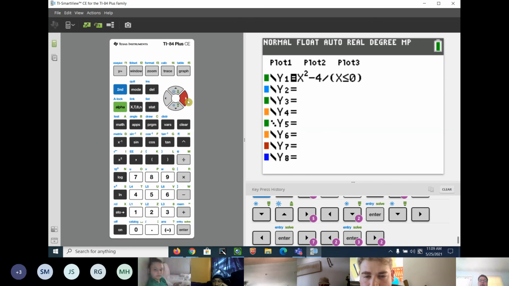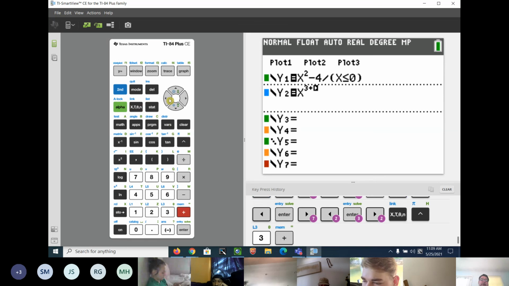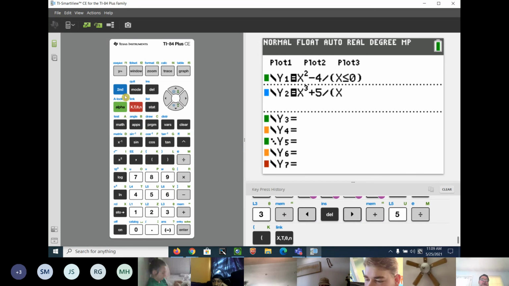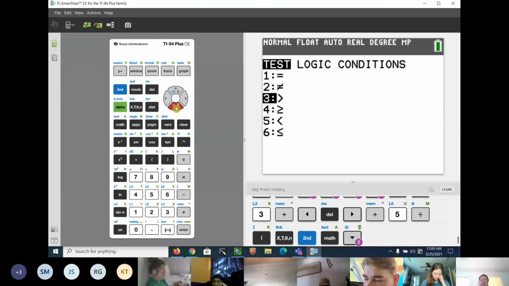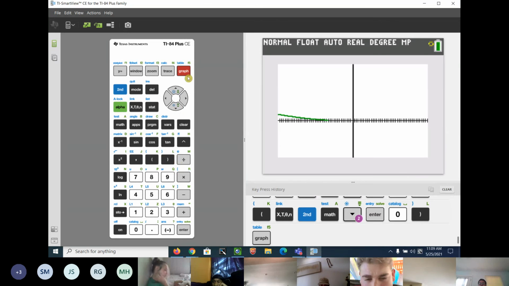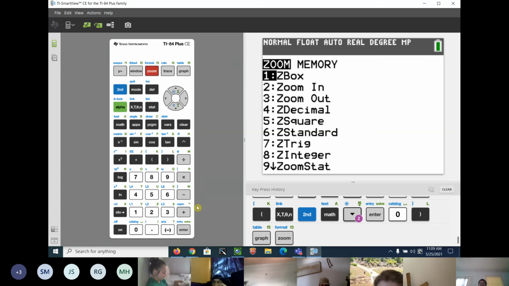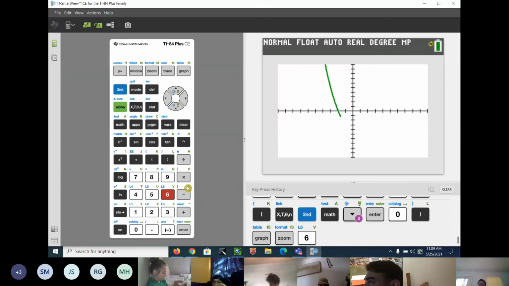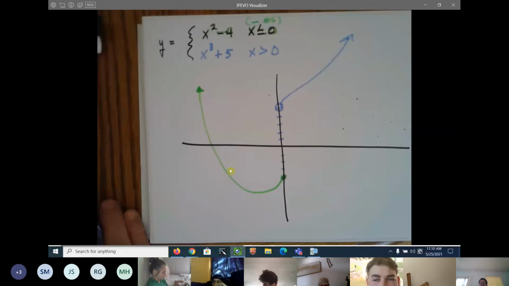And that's going to be, what's our other one? X cubed plus 5. Division symbol, parentheses. X is greater, second math, greater than 0. Y'all got it? Okay, mine don't look like, look at this. Zoom standard. Zoom standard is 6. There we go. That's what it looks like. And you can see that your drawing should not be too far off.